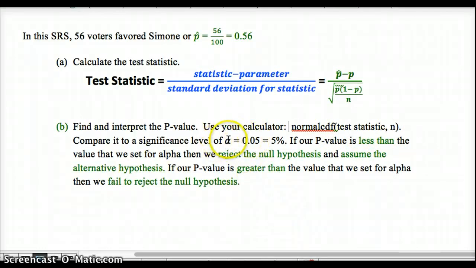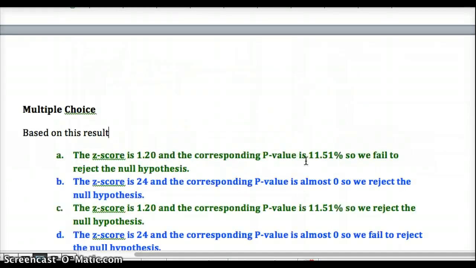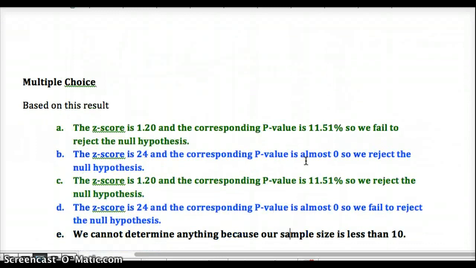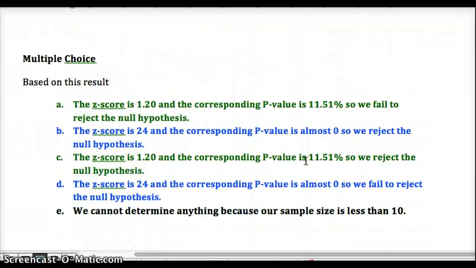Compare it to the significance level of alpha equals 0.05 or 5%. Remember, if our p-value is less than that, then we reject the null hypothesis because there's less than a 5% chance that we'd get that statistic if the parameter were true. And if our p-value is greater than alpha, we fail to reject. Here is your multiple choice to do that with. So go ahead and pause right now and determine which of these is the correct answer based on those calculations you did up there using normal CDF.